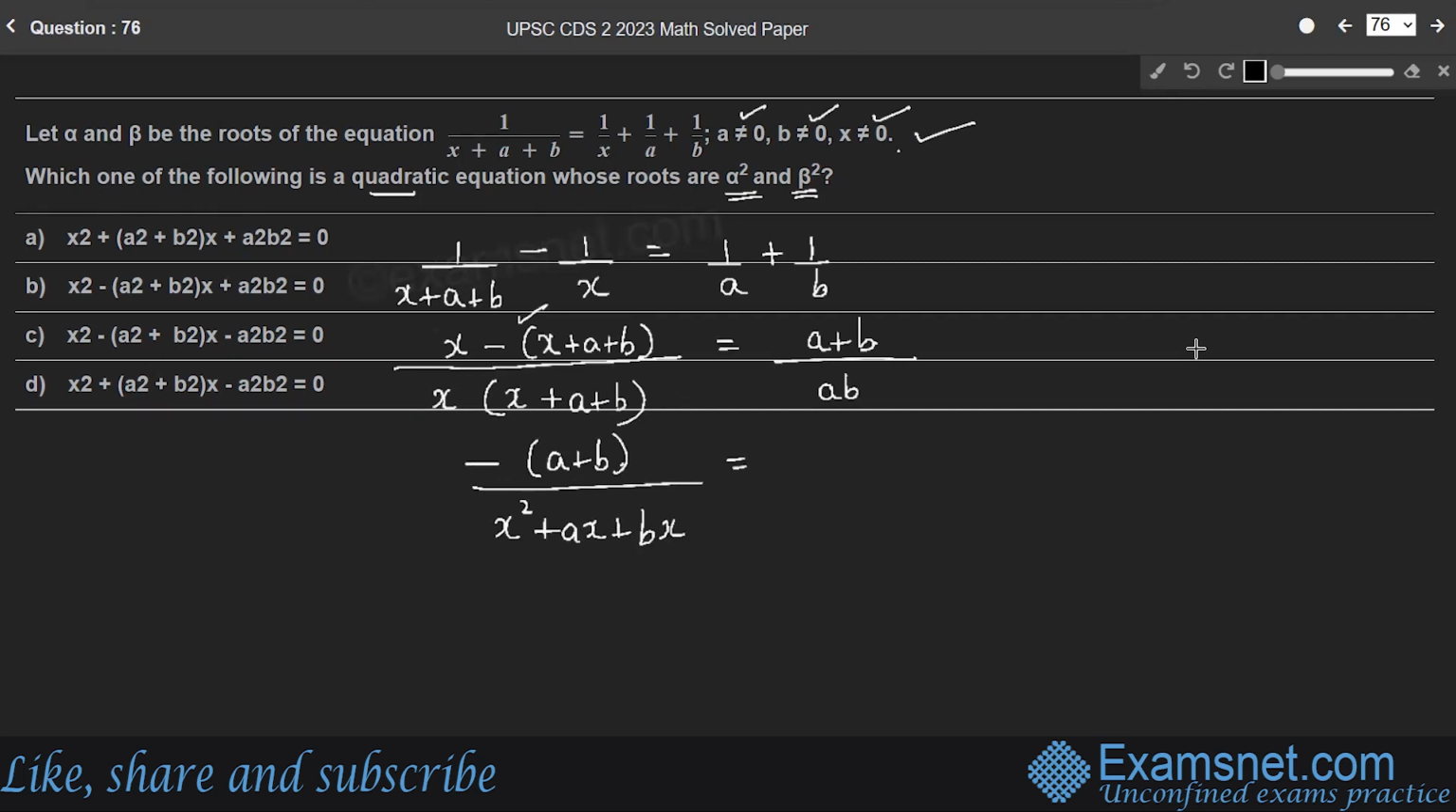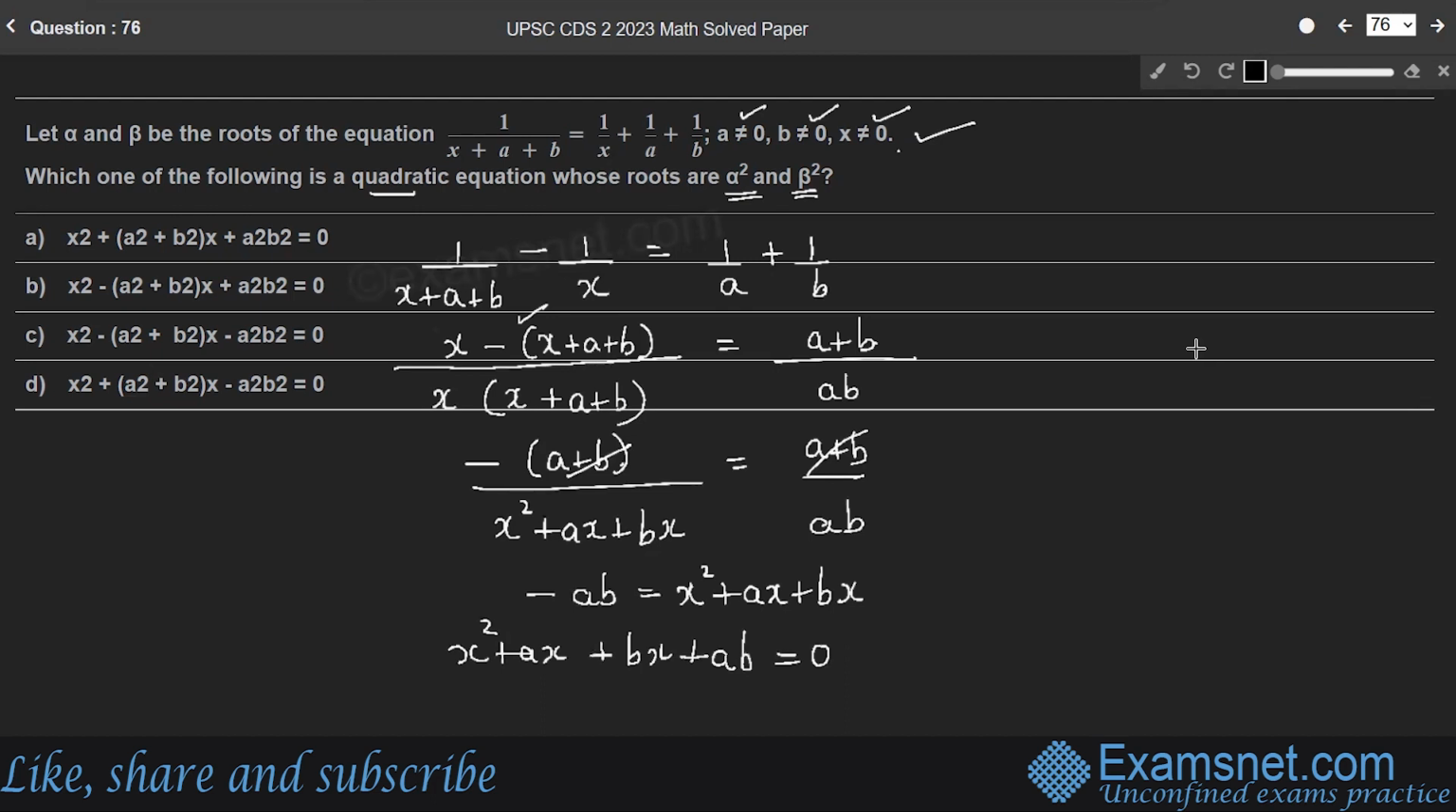And on the right hand side, we have (a plus b) by ab, so that we can cancel a plus b on both sides. So we just rearrange things. So minus ab is equal to x square plus ax plus bx. Right? Take this minus ab to the other side, it becomes plus ab, so it will be equal to 0.